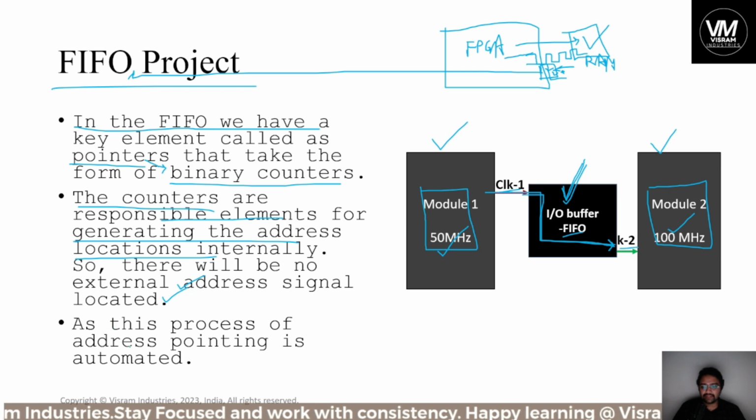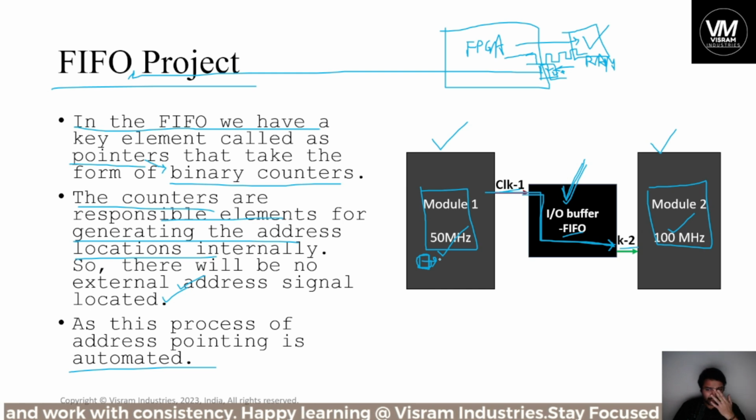This process of address pointing is automated. So how is it automated? The internal counter kind of structure will generate some addresses. You will understand the FIFO architecture better in the next coming slides.